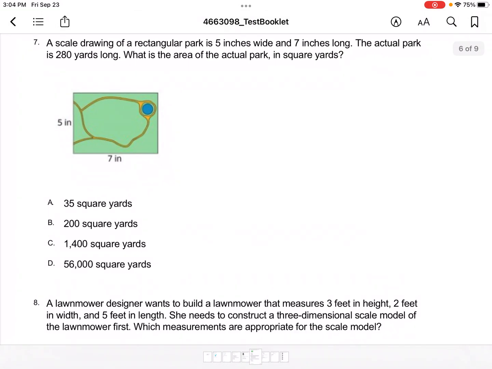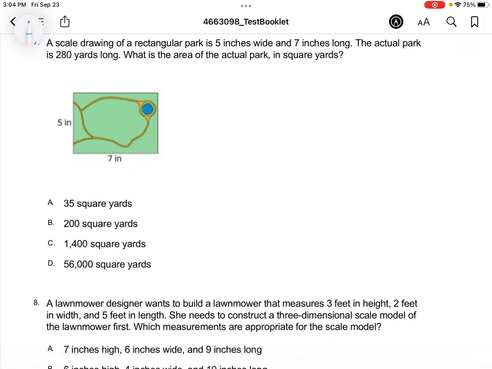The scale drawing of a rectangular park is 5 inches wide and 7 inches long. So I'm comparing wide to long.